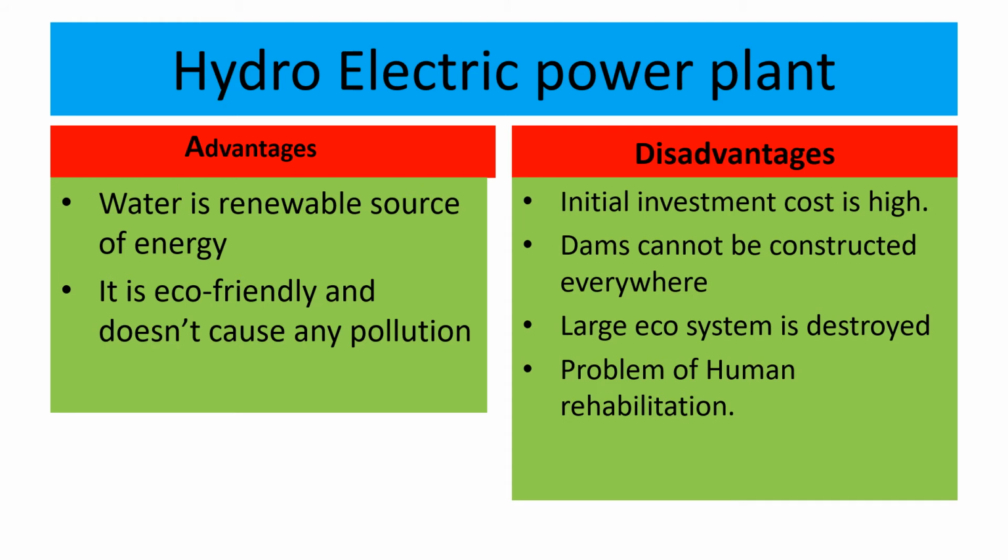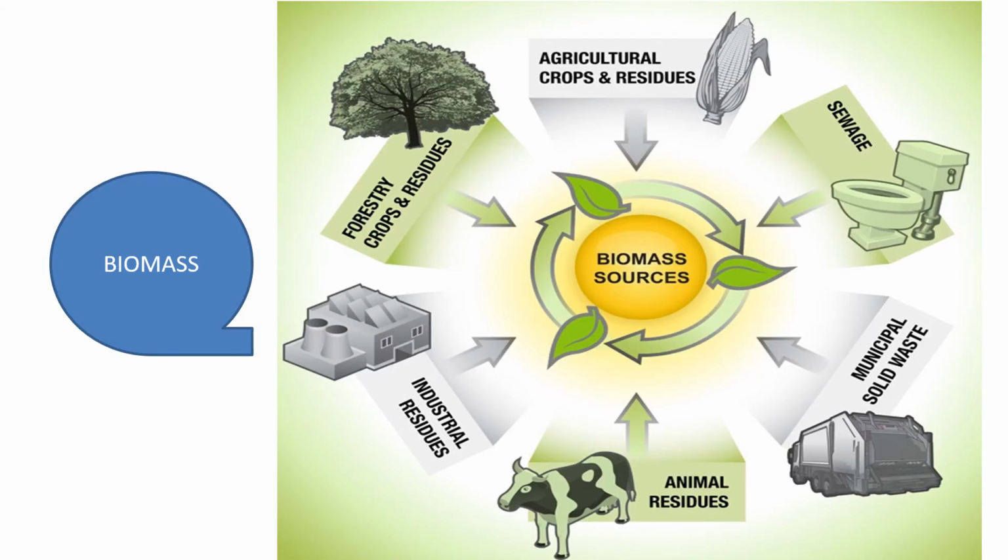Then we have to rehabilitate the local displaced people, which is again a big problem. Then there's a loss of vegetation because some vegetation is getting submerged under that power plant. So these are the main factors, the major problems that we undergo when we construct this hydroelectric power plant.